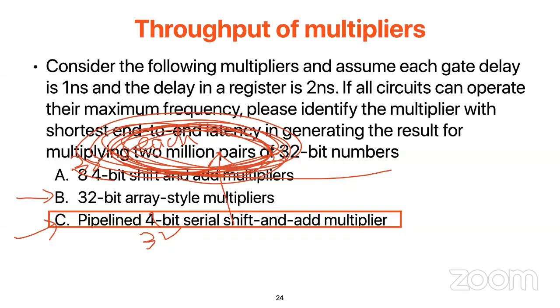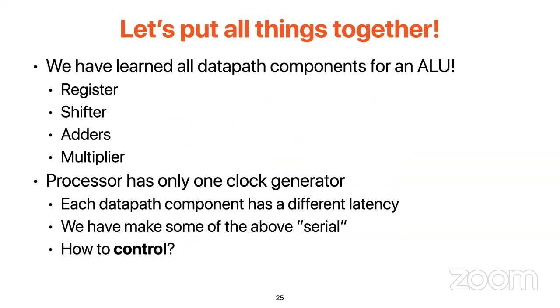All right, so after introducing the register, the shifter, the adders, and the multipliers, we have learned important data path components that could help us to design a microprocessor and accomplish basic operations. And the issue is that the processor has only one clock generator, and each data path component has a different latency.